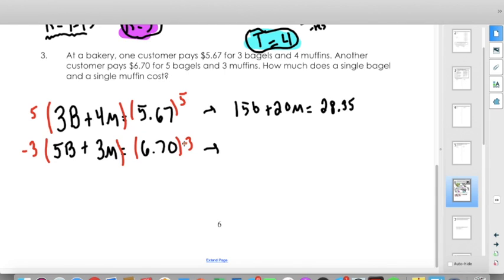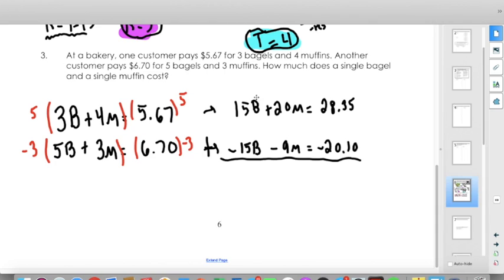Now we've got to multiply everything here by -3. So -3 times 5b is -15b. And then -3 times 3m is -9m. -3 times 6.7, that's going to be -20.1. Okay, and then we want to do our addition. We want to add the two up.